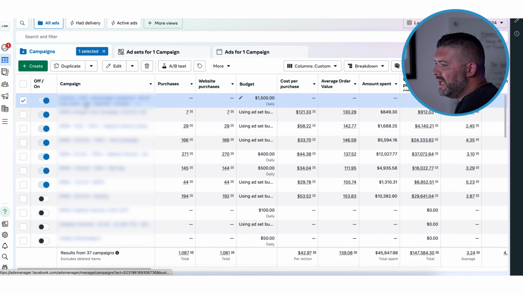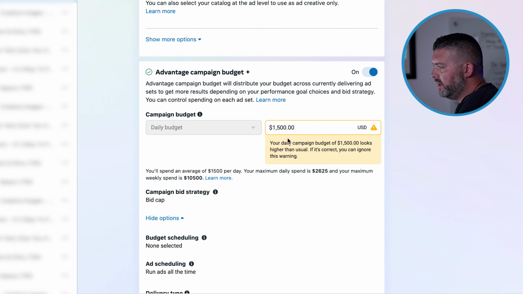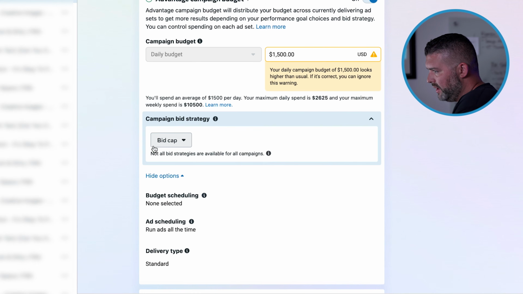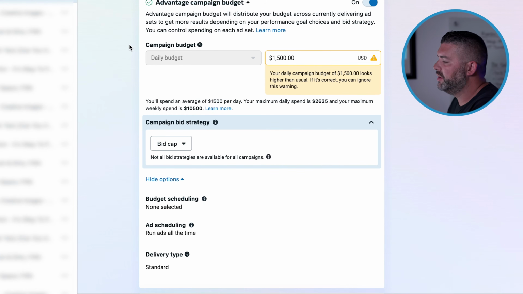Now, going into the bid cap, campaign budget optimization, our daily budget, we've set it at $1,500 a day, and we have implemented a bid cap strategy. Now, for bid caps, these days you have to run Advantage Plus shopping campaigns or Advantage Plus campaign budget because that budget will spend on whichever ones are driving the best results.